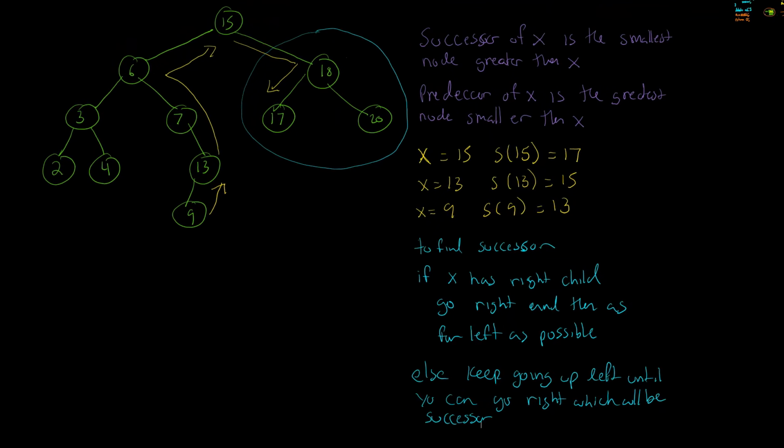Let's see if this works. We want to find the successor of 4. Does 4 have a right child? No, it does not. So we keep going up left until we can go right, which would be the successor. We go left from 4 to 3, and then we can go right and we get to 6, and that is the successor. I think that pretty much works for anything. Even if we're at 2 and want to find the successor, we don't have to go left, we can immediately go right, and that brings us to 3. So that's how you find a successor.